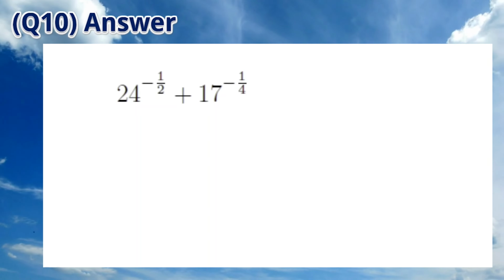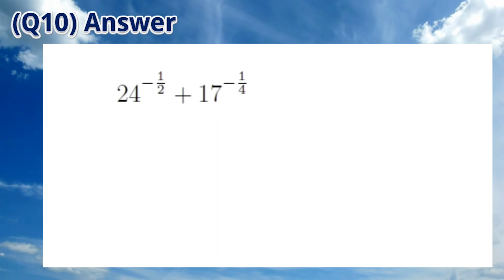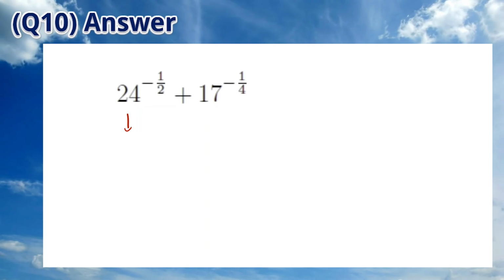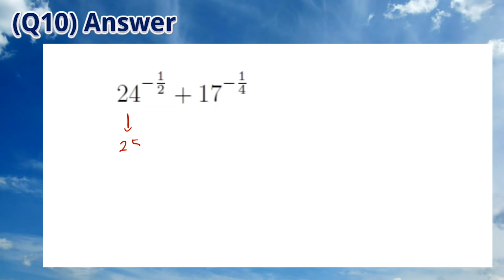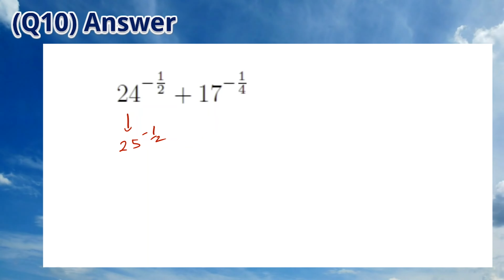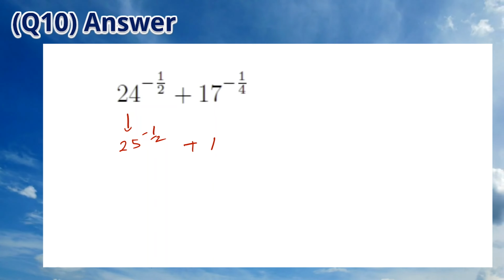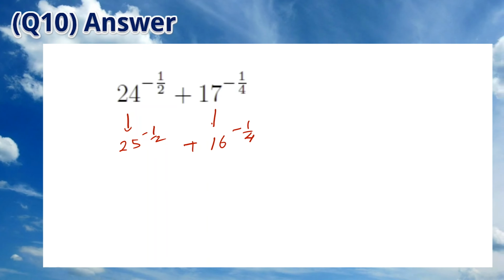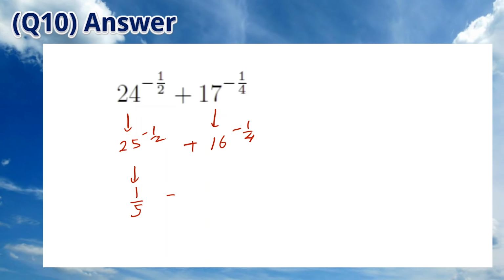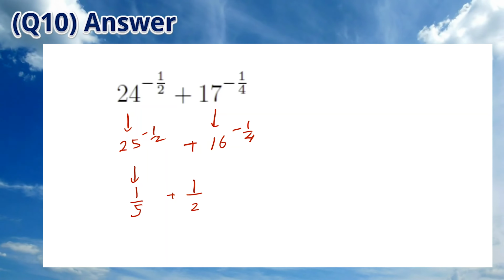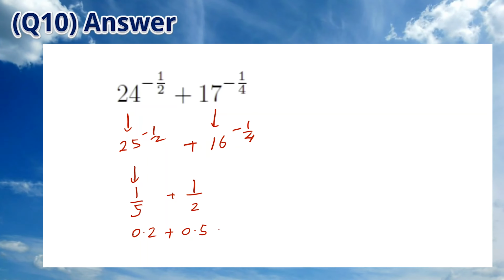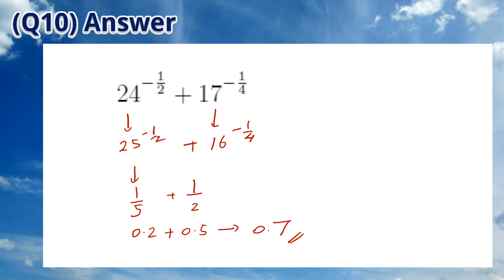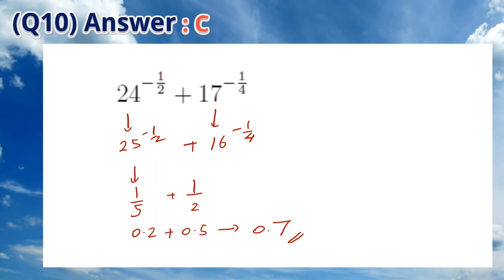In this question, the best strategy is approximation. The answer is approximately equal to 25 to the power of negative 1 over 2 plus 16 to the power of negative 1 over 4. This is equal to 1 in 5 plus 1 in 2, which is 0.2 plus 0.5, which is 0.7. The closest of the 5 options, so the answer is C.